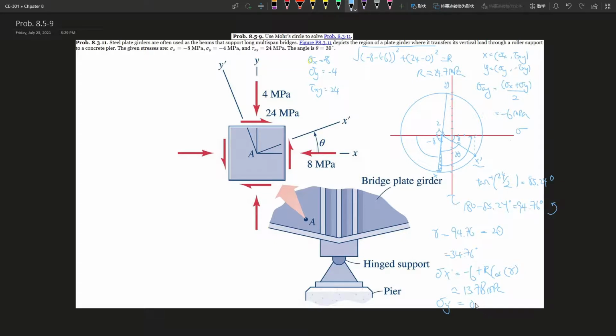Okay, so this is x0 plus r times sine of gamma. What that's going to give you, excuse me, somewhere around 25.78 megapascal. And it's going to be negative, right?